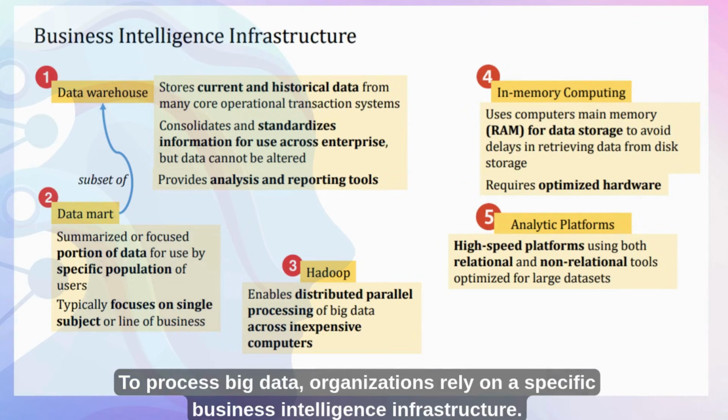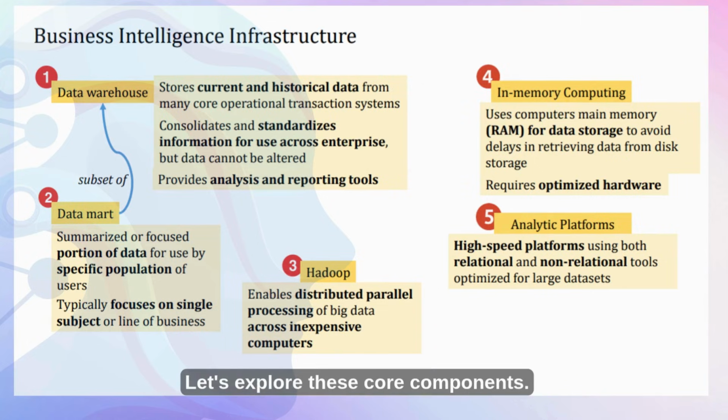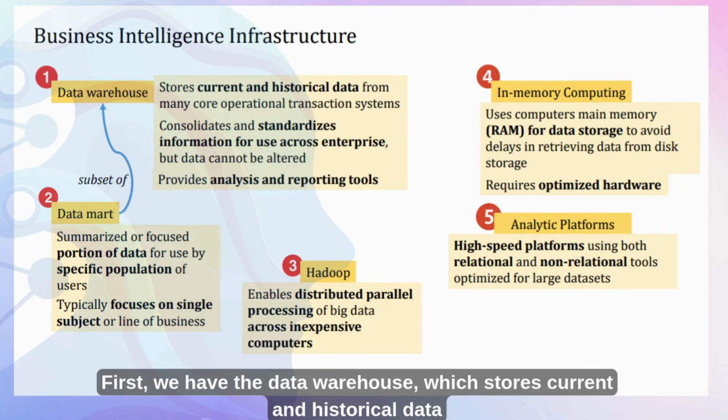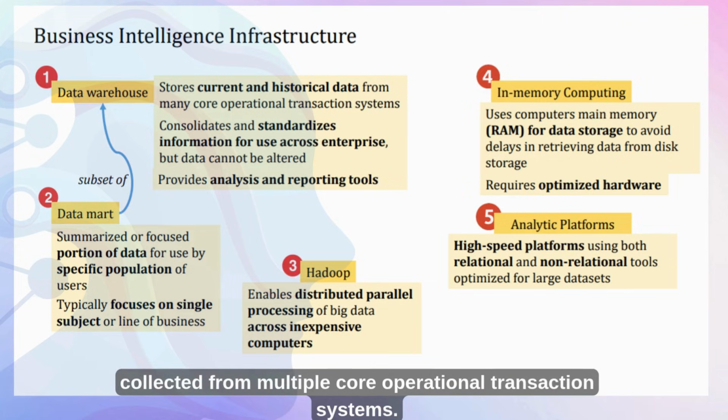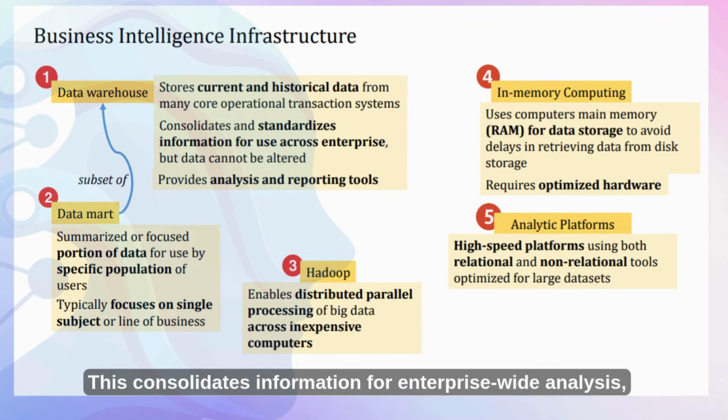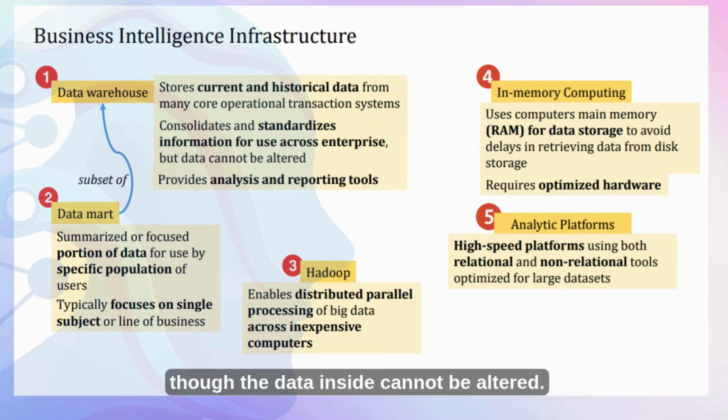To process big data, organizations rely on a specific business intelligence infrastructure. Let's explore these core components. First, we have the data warehouse, which stores current and historical data collected from multiple core operational transaction systems. This consolidates information for enterprise-wide analysis, though the data inside cannot be altered.